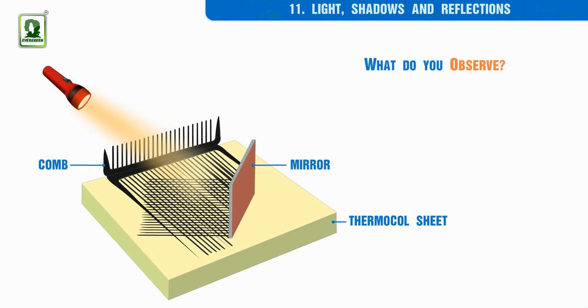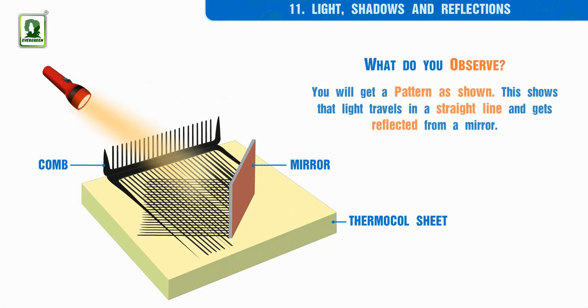What do you observe? You will get a pattern as shown. This shows that light travels in a straight line and gets reflected from the mirror.